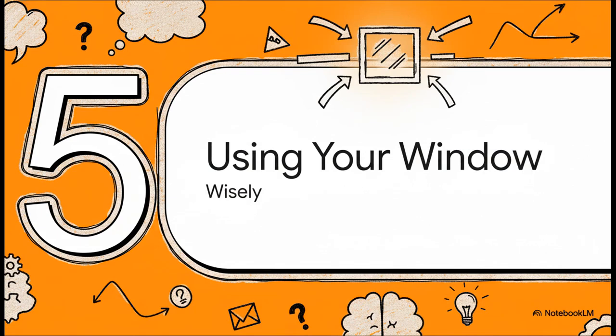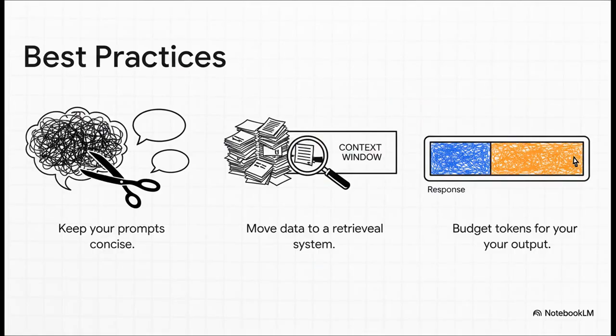So let's bring this all together. What does this all mean for you, right now, when you're just trying to use an AI? Well, there are some really simple best practices you can start using immediately to take control. First off, keep it concise. Don't waste your precious tokens on fluff. Second, if you have a huge document you want the AI to know about, for the love of all that is holy, don't just paste the whole thing in. Use a tool that's built for retrieval. And finally, and this one's huge, remember to leave room for the answer. If your prompt fills the entire window, the AI has zero space left to actually give you a response.